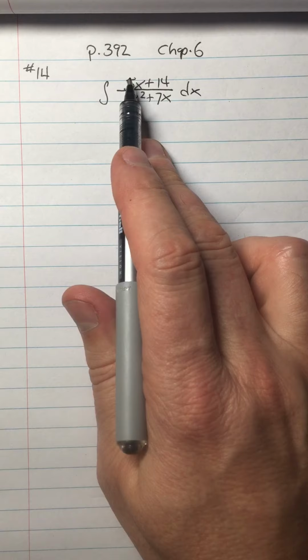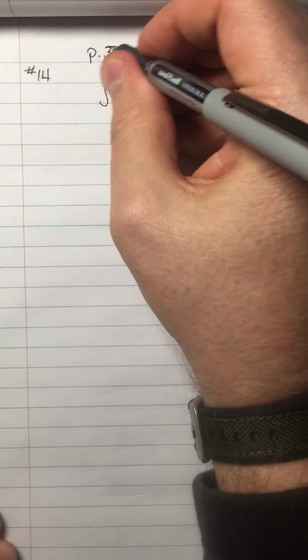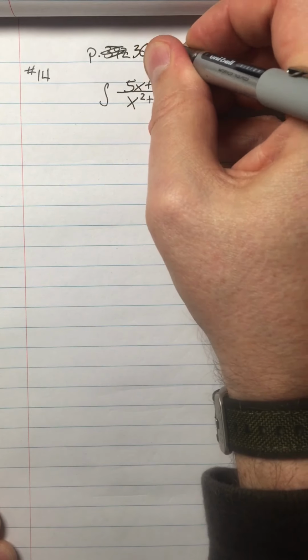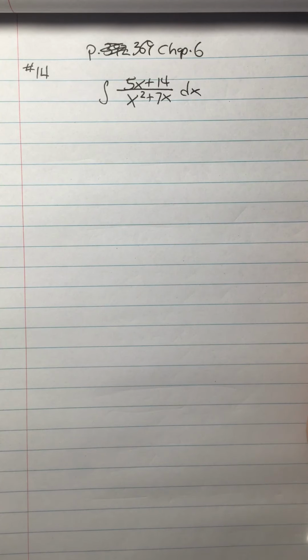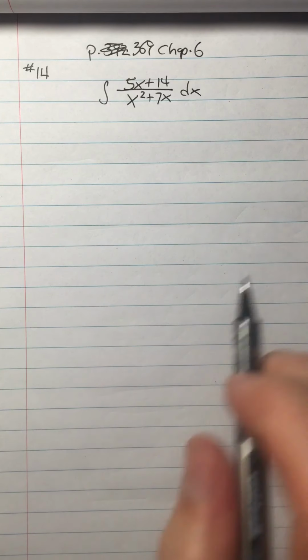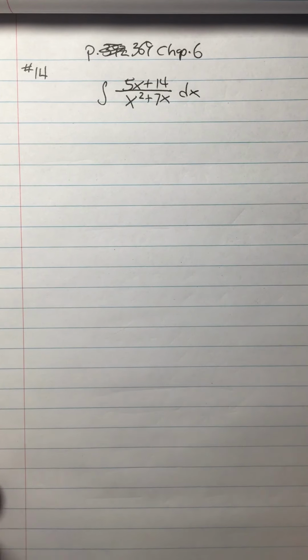So just another example of that, and this is number 14 on page 392. Oh, it's not 392, it's 369. Who told you it was 392? It's 369, Chapter 6 in your textbook. So if you didn't try the last one on your own, you should definitely try this one first. Go ahead and try it.